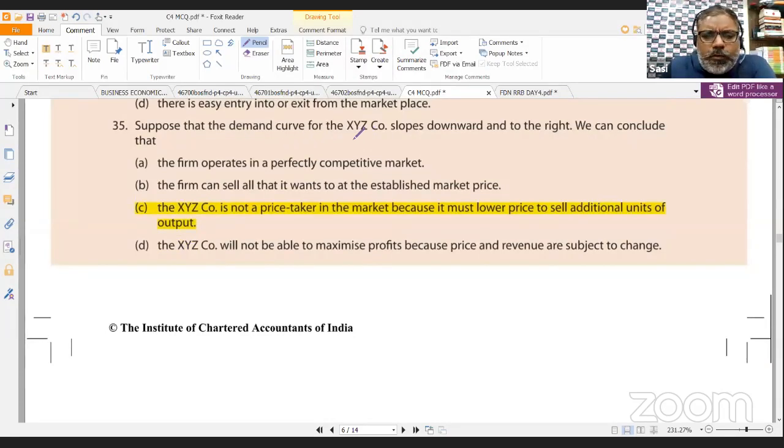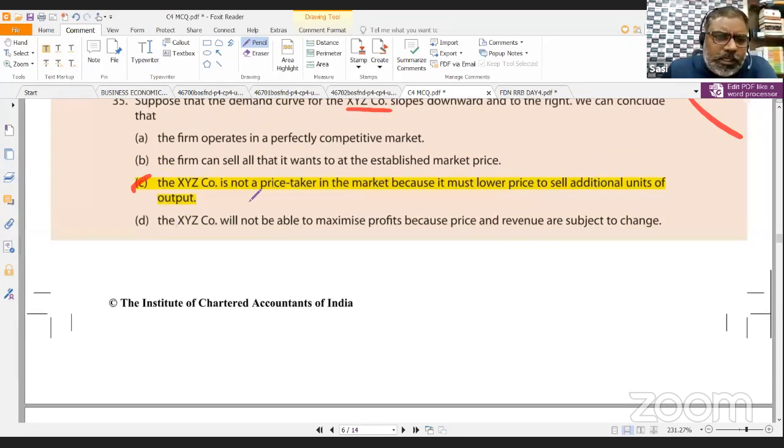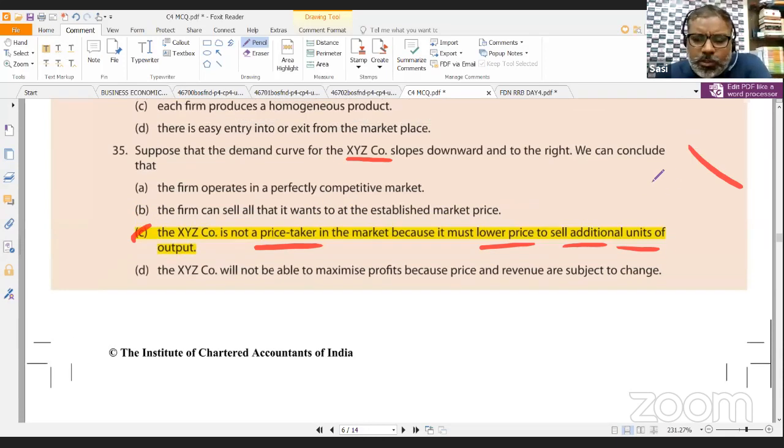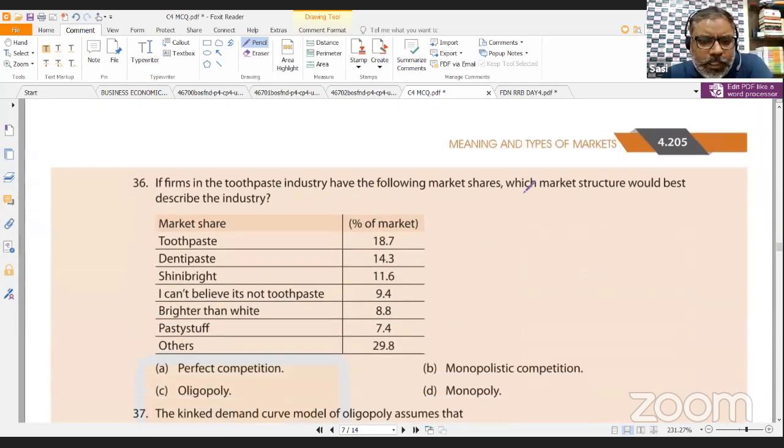Then question number 35. Suppose that the demand curve for XYZ company slopes downwards and to the right. We can conclude that definitely it is not in perfect competition. That we can say; the remaining things we cannot say. XYZ company is not a price taker in the market because it must lower the prices to sell additional units of output. Then only can it sell more units. If it wants to sell more units, the only way is to lower the prices. And that way it is not in perfect competition, and we can say that it is not a price taker. That is question number 35. The answer is C.